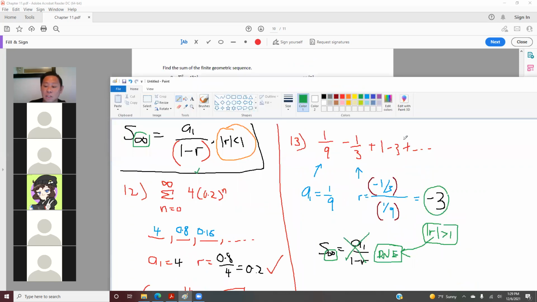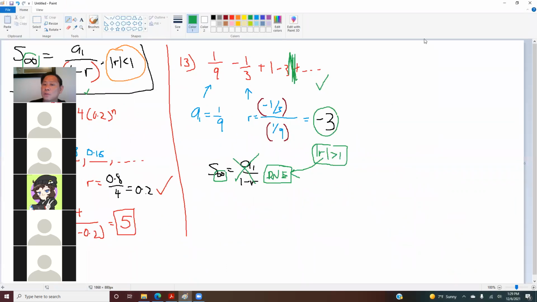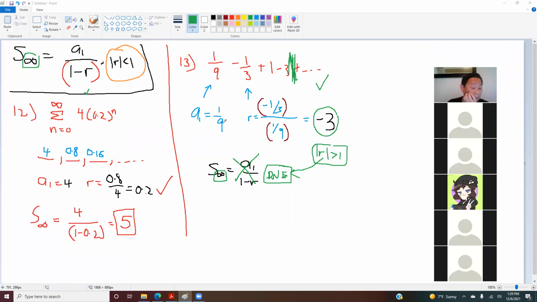So finite means stop. If you stop, like in the finite case, you get an answer. But for infinity, this is what you get. Anyone have any questions? This is the two sections, 11.2 and 11.3, arithmetic and geometric series and sequences. So make sure you understand this.